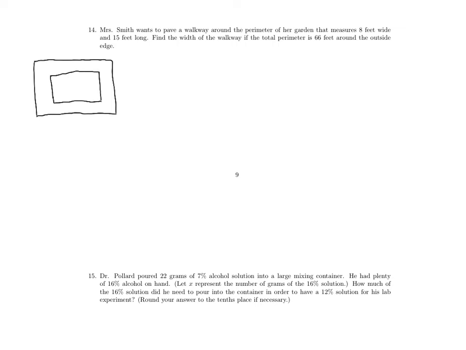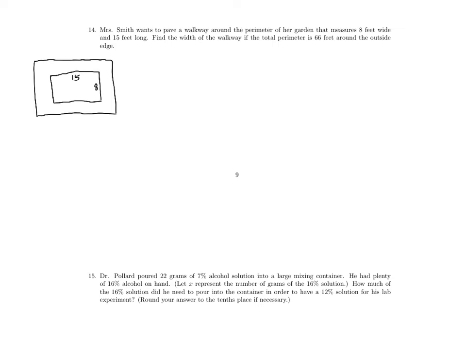Mrs. Smith wants to pave a walkway around the perimeter of her garden that measures 8 feet and 15 feet. So 8 and 15 is the width and the length of the garden. Find the width of the walkway if the total perimeter is 66 feet around the outside edge, assuming that means the outside edge of the walkway.